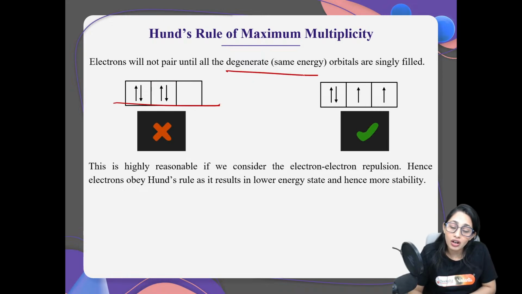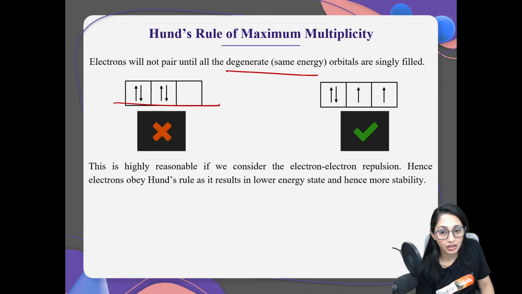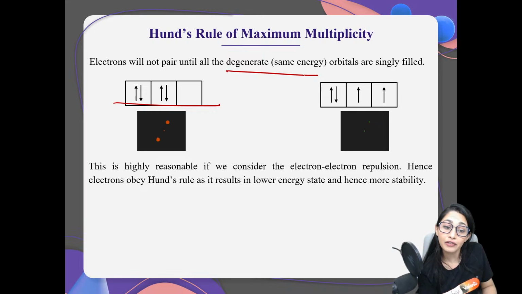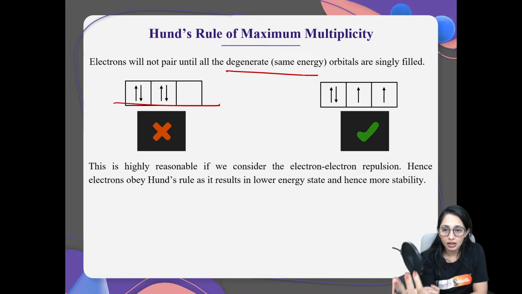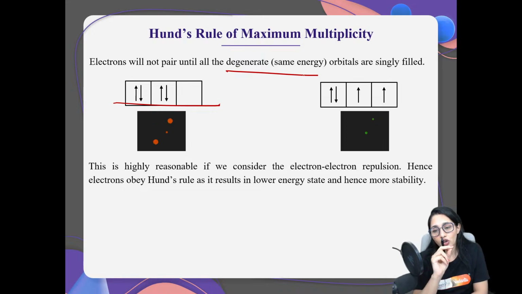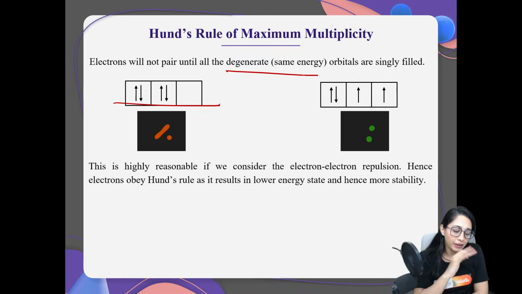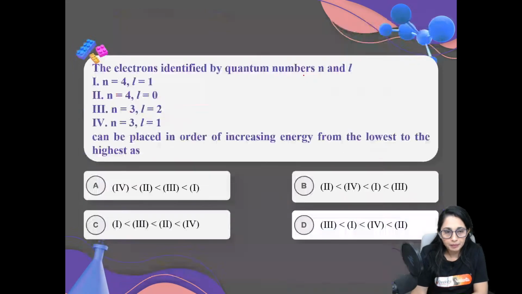Okay, degenerate means distinct or same energy orbitals are singly filled first, only then is pairing going to happen. So this is highly reasonable if we consider the electron-electron repulsion. Hence, electrons obey Hund's rule as it results in a lower energy state and hence more stability. Okay, so Hund's rule of maximum multiplicity says that electrons will not pair until all the degenerate orbitals are singly filled. Only then is pairing going to happen.